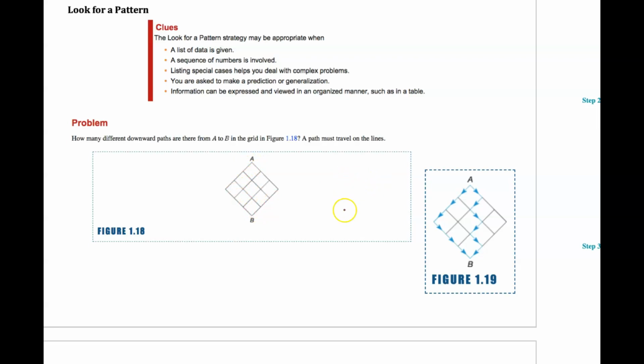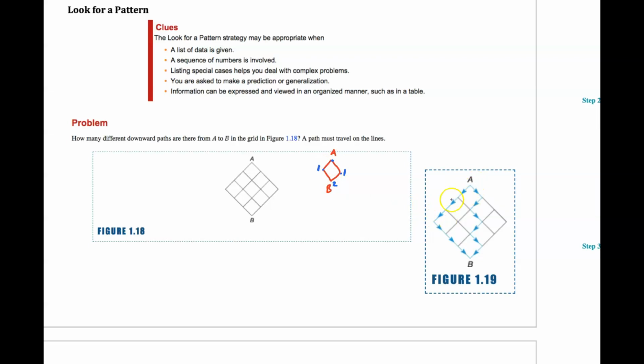And so one strategy, before I show you the solution or you look in the textbook, is let's just make this a simpler problem. So if this was A and this is B, how many different ways could we get from A to B? To get from here to here, there's one way. To get from here to here is one way. And to get to here, you can go this way or this way. So there are 2 ways to get there.